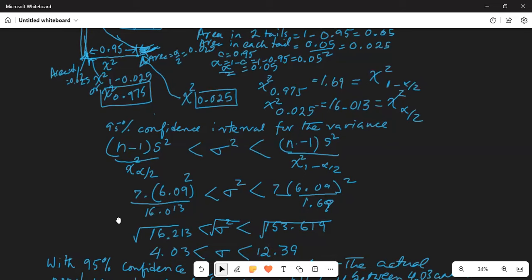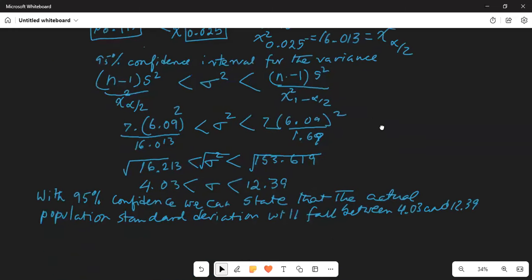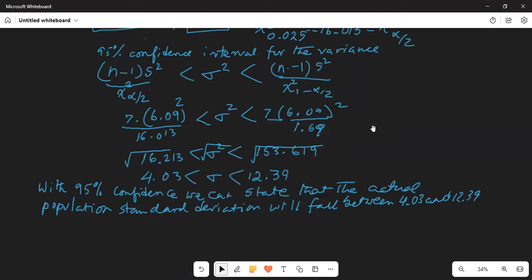Okay, if we do the calculation, we get the 95% confidence interval for the variance, and then you have to take the square root of all three of them to get the 95% confidence interval for the standard deviation. And after taking the square root, we can state with 95% confidence that the actual population standard deviation will fall between 4.03 and 12.39. I will stop here today.